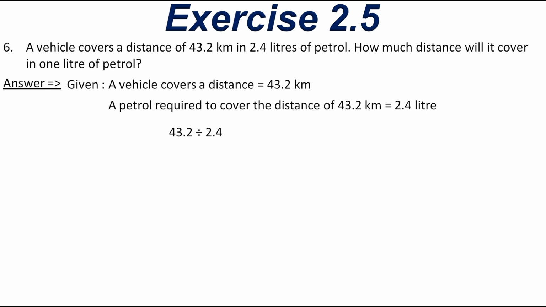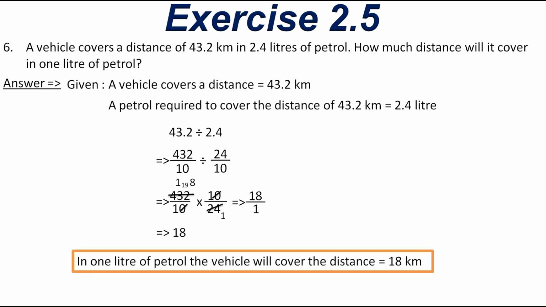Okay, just use our solution rules, that is 43.2 can be written as 432 by 10 and 2.4 can be written as 24 upon 10. Now we will change the sign and we will take the reciprocal of the second number. So the expression became 432 upon 10 multiplied by 10 upon 24. Now here 24 ones are 24, so 19 remain, and then 24 eights are 192. Okay, and here 00 will go. So we got the answer as 18 upon 1, which can be written as 18. That means in 1 liter of petrol the vehicle will cover a distance equal to 18 km.